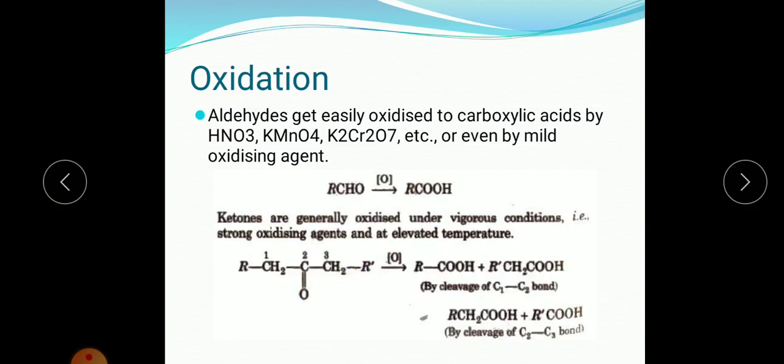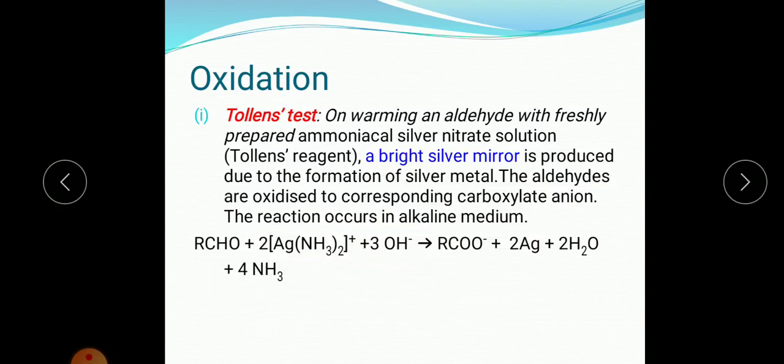For example, if the bond breaks between carbon number 1 and 2 over here, from this part you'll get one acid and from this part you'll get another acid. Or if the bond breaks between these two, from this you'll get one acid and from this another acid. So from aldehydes we'll get the acid with the same number of carbon atoms, but from ketones we'll get acids with fewer carbon atoms.